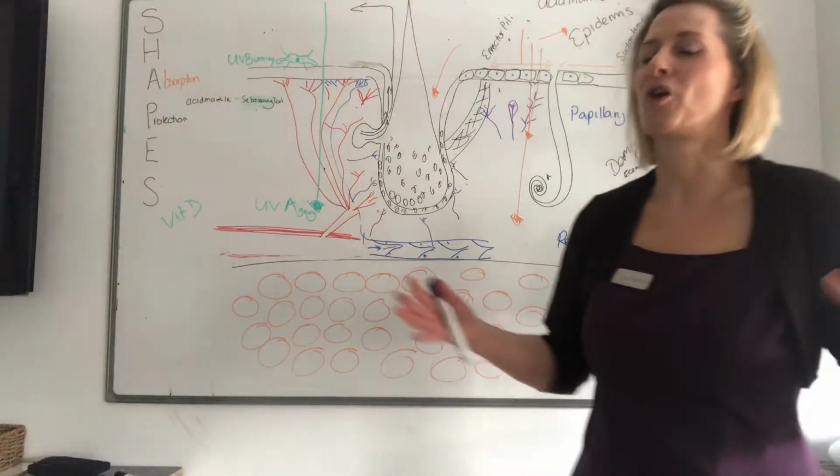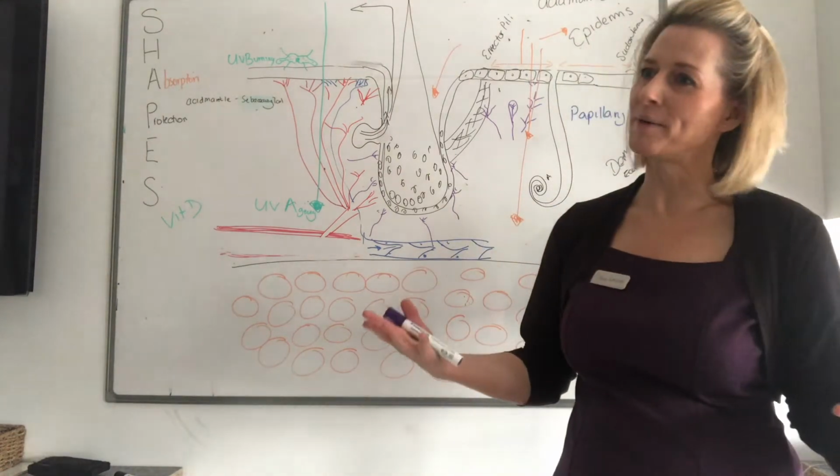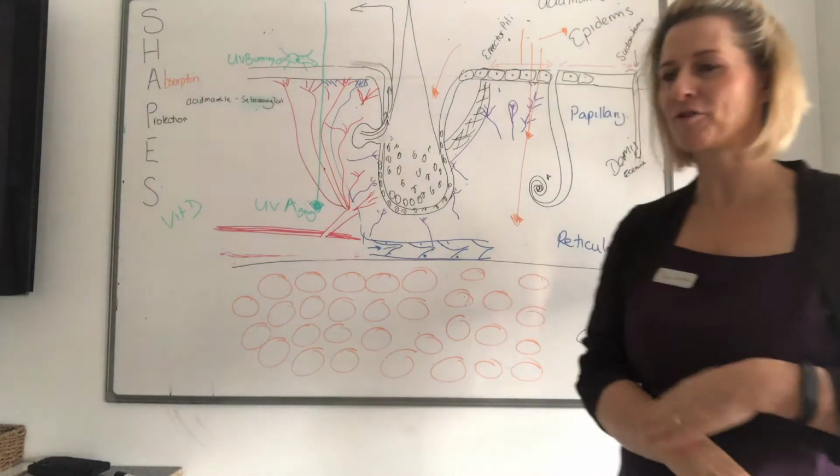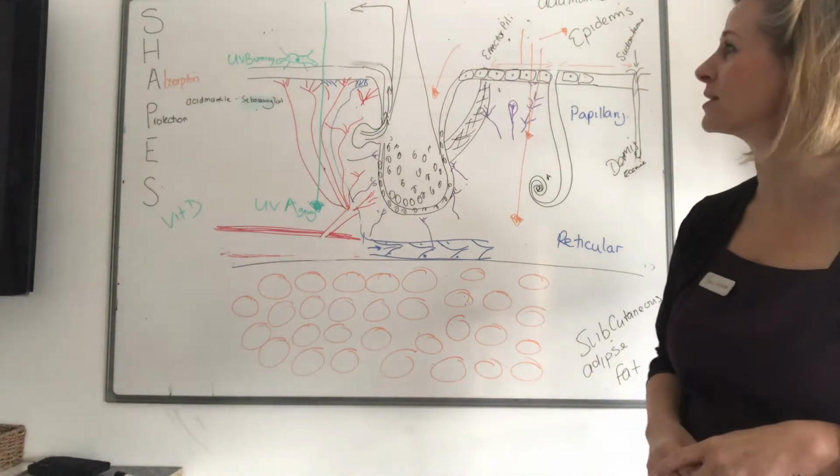I have this lovely vision. So we don't do that, do we? So it can't get through the acid mantle. So the acid mantle is really, really important.